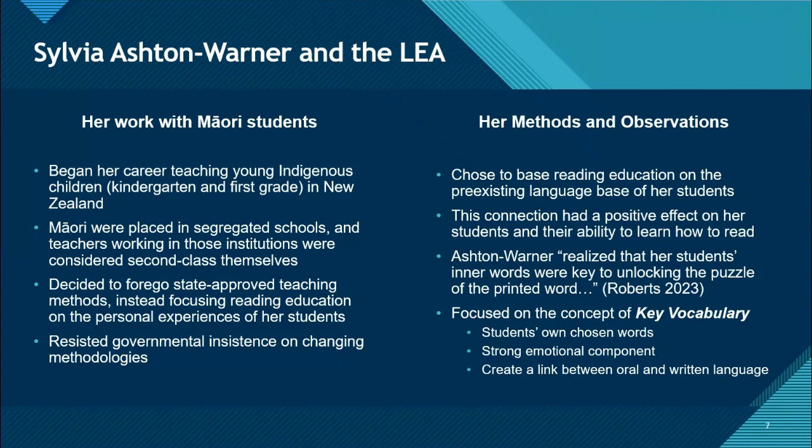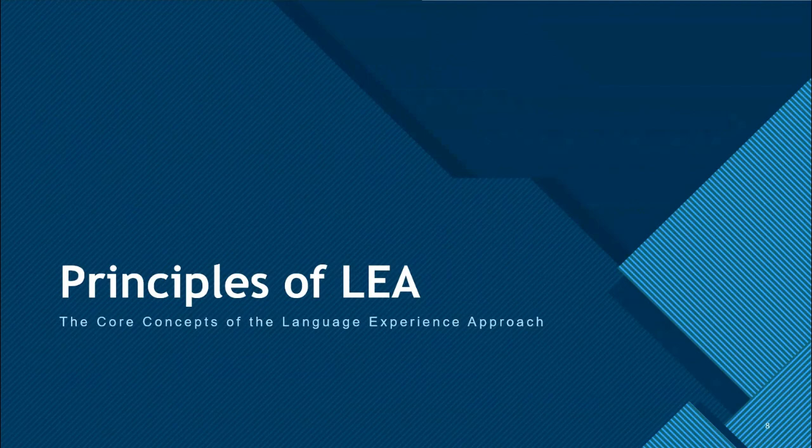And she realized that her students' inner words were key to unlocking the puzzle of the printed word. This idea of key vocabulary, which is sort of akin to sight words in a way, was based on using students' own chosen words that had a strong emotional component to them. It's this familiarity and emotional attachment that created a really strong link between the oral and written language. And this led into the principles of the LEA that she first codified in her book Teacher, again, 1963.